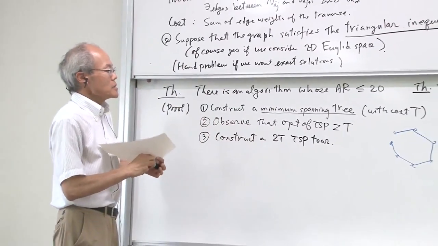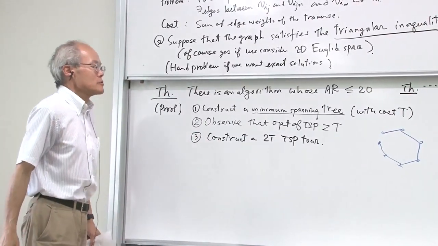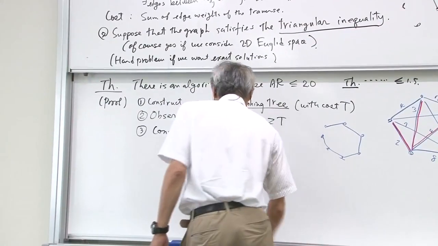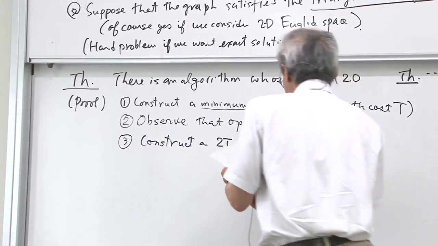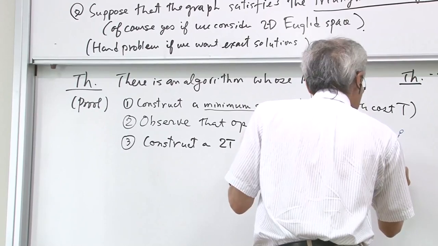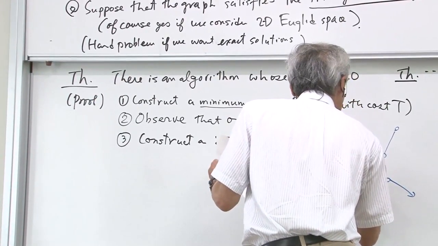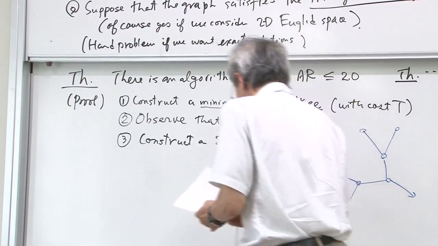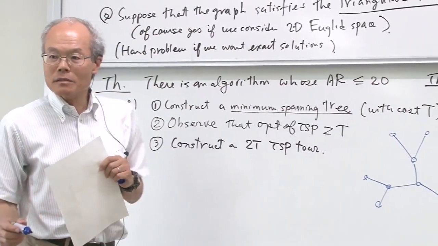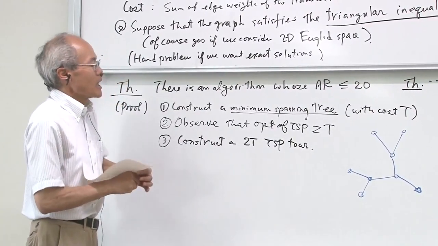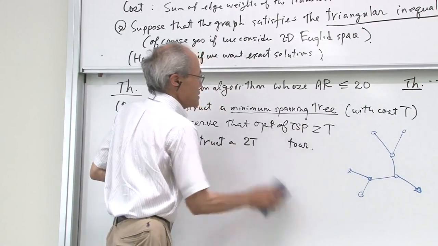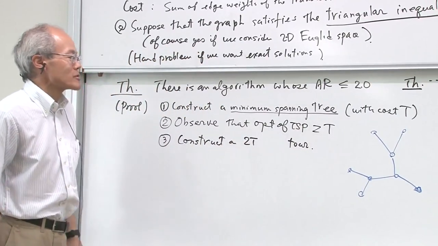Now, the next thing is to construct a TSP tour of cost 2 times T. Suppose that this is the minimum spanning tree you obtained. Then construct a TSP tour. Oh, I'm sorry, this is not a TSP tour. This is a tour of cost 2T.